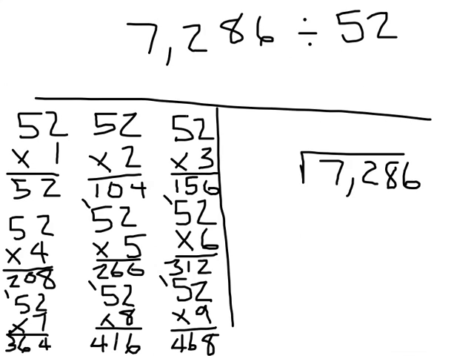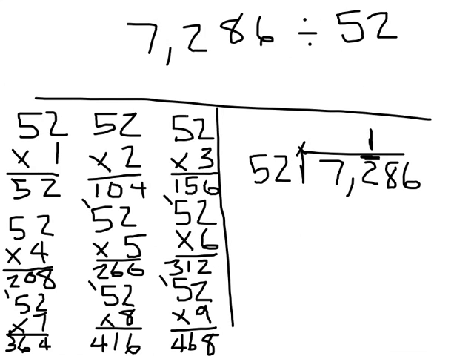7,286 divided by 52. What place can I start dividing in? I can start dividing in the hundreds place, because I can't split 7,000s into groups of 52, but I can split 72 hundreds. Go ahead and solve the division problem. Enter your quotient and remainder in the box. Let's see how you did.